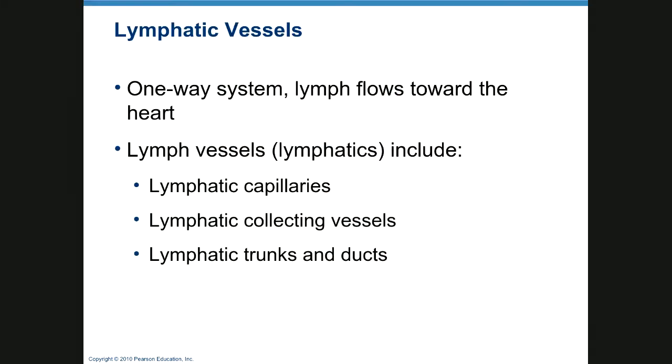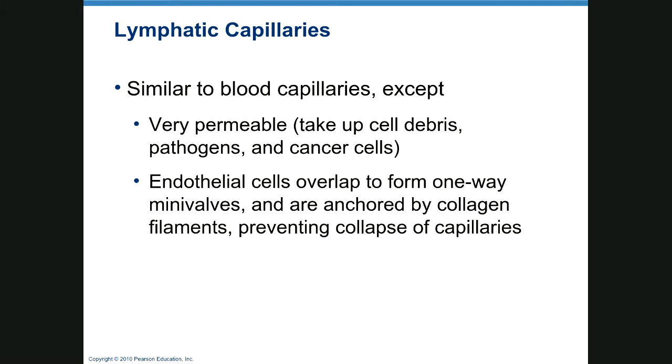And we have a one-way system that goes all the way from the tissue level, which is our lymphatic capillaries, and then those join to form collecting vessels, which join to form trunks, and then eventually ducts, and then the lymph is returned after being filtered and cleaned into the venous system. Lymphatic capillaries are very permeable, and they take up debris, pathogens, and cancer cells.